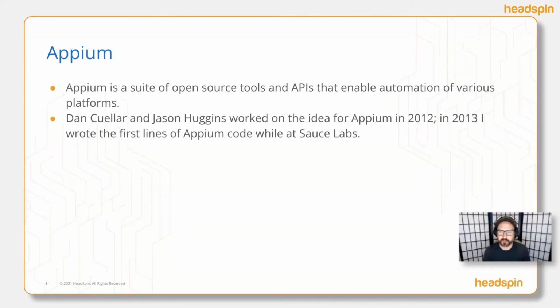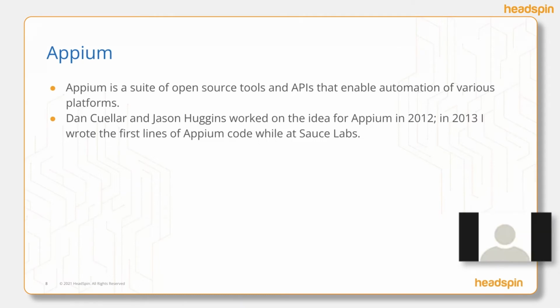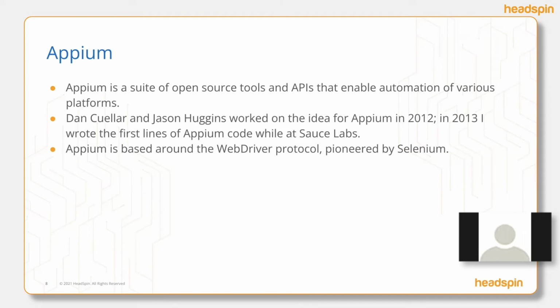And since I was working at Sauce Labs at the time, I sort of became responsible for actually turning some of those ideas into reality. So I started writing Appium code over 9 years ago now, if I'm doing my math correctly. So it's been a long-lived open source project, and it's created a lot of value in the industry and become the de facto standard for mobile automation, which has been fun.